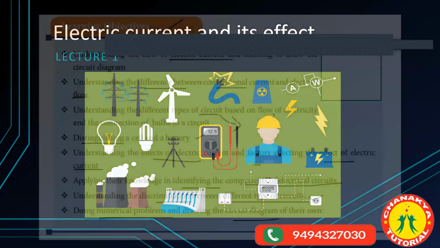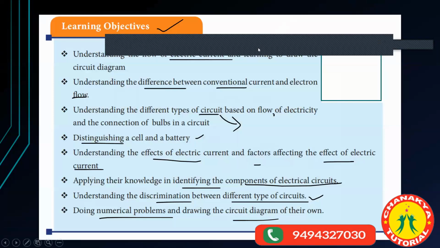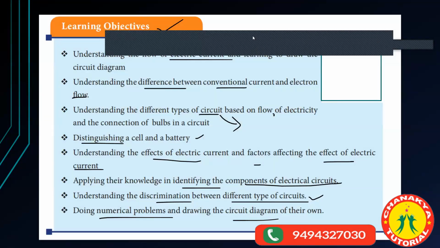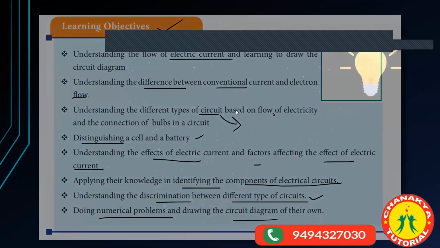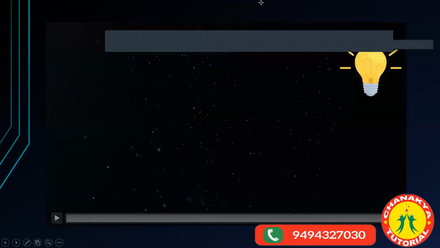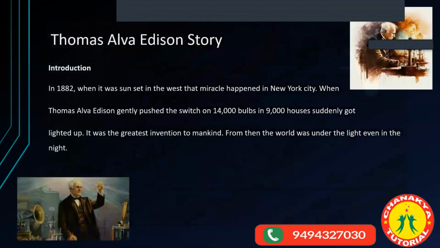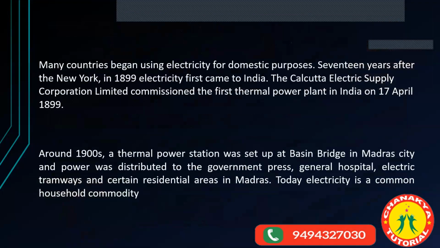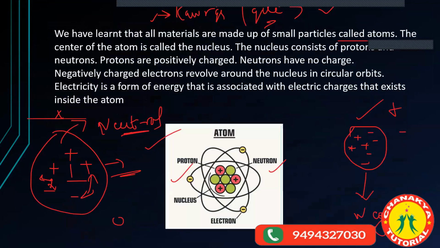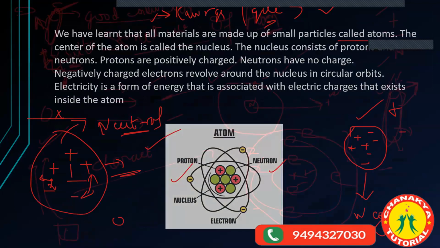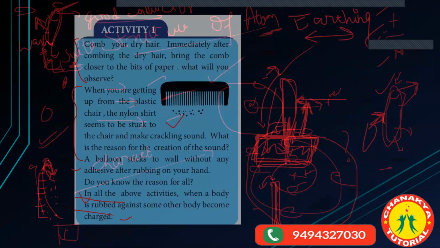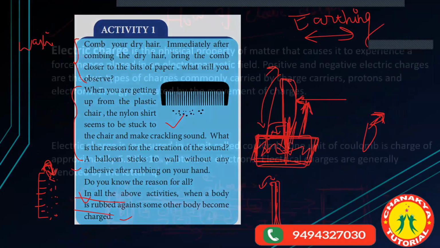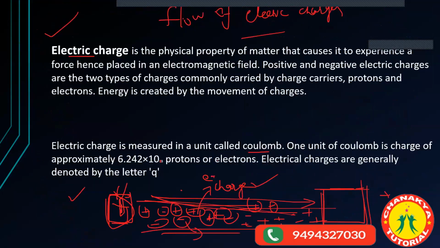No problem. So we were talking about the learning objectives, and then the video, and then Thomas Alva Edison. We were talking about what is an atom, what is energy, right? Then we were talking about the activity, and then electric charge and electric current. I was telling you the difference between electric charge and electric current, right? What is electric current? Anyone can tell me?